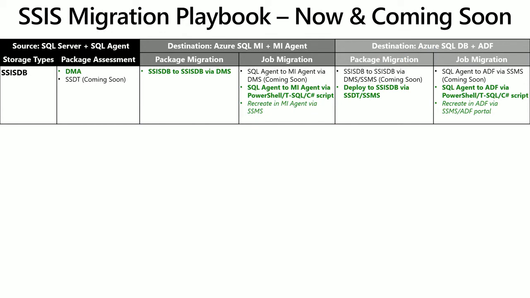Now we'll cover the SSIS migration playbook. So the migration playbook is essentially a 4x5 matrix. Let me just show you the matrix.